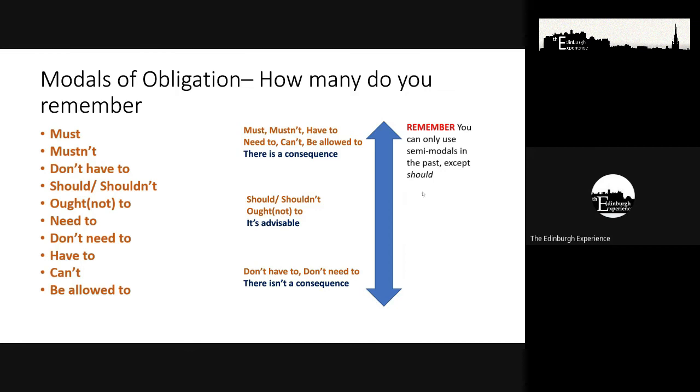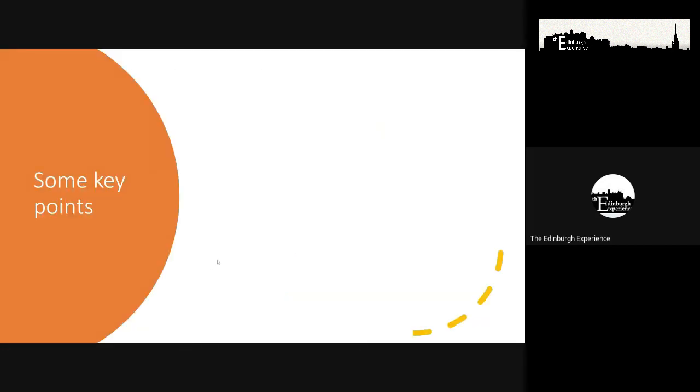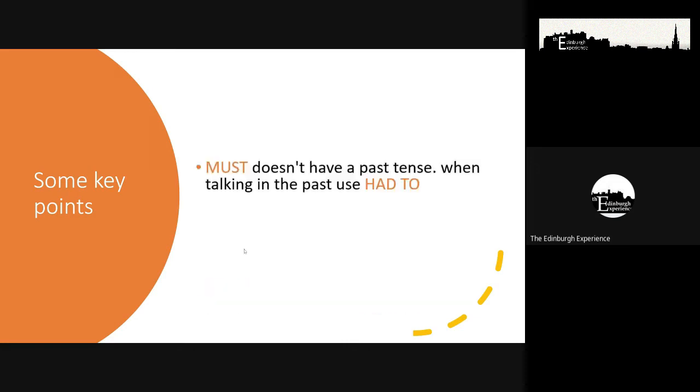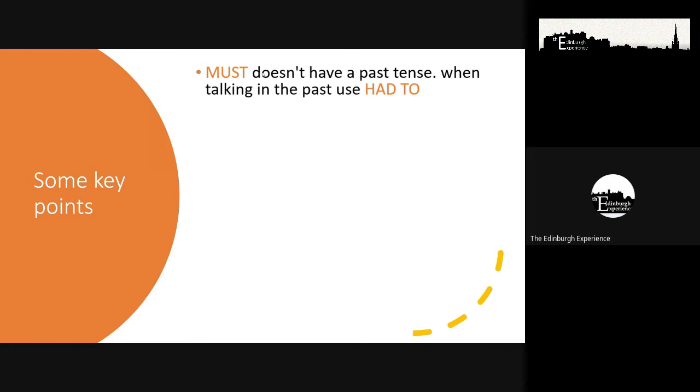Yeah. There's an exception to that, which is should, and I'll talk about that in a second. Yeah, but the others can't be used in the past. So I can't say I musted wear a uniform when I was at school. I need to say I had to, or I needed to wear a uniform when I was at school. Okay. All right, so some key points, and this is where I hear my students very often making errors. Yeah. Like we said, there is no past tense of must when we're talking about obligation. So if you're speaking in the past, we need to use had to or needed to.